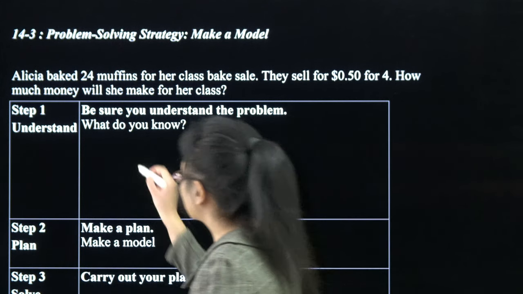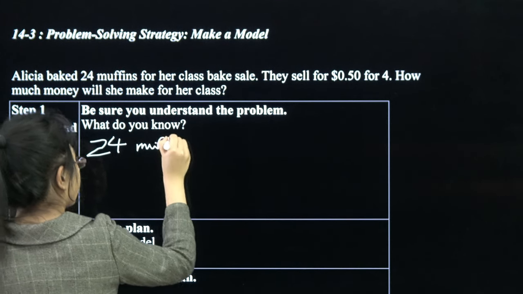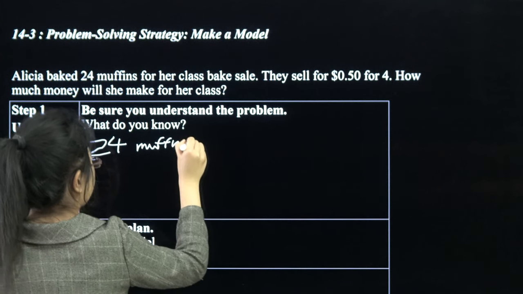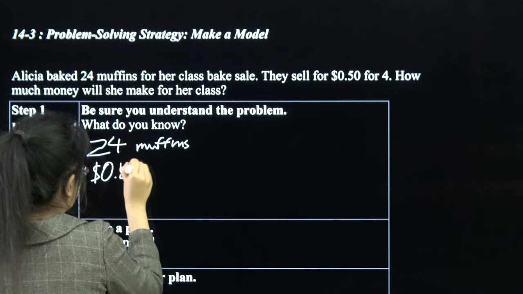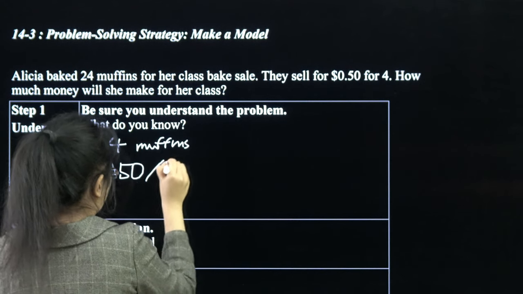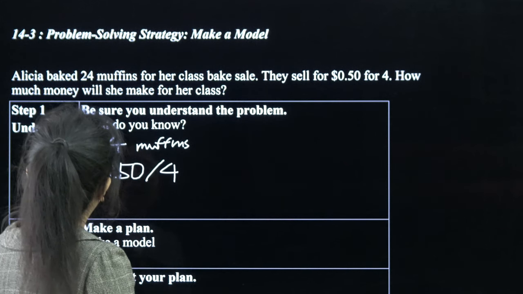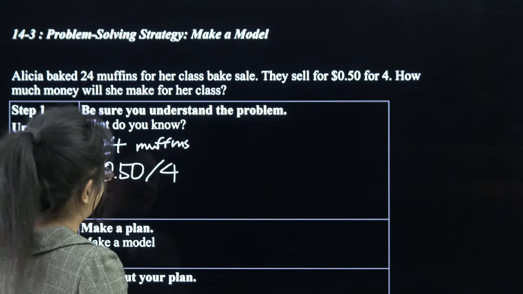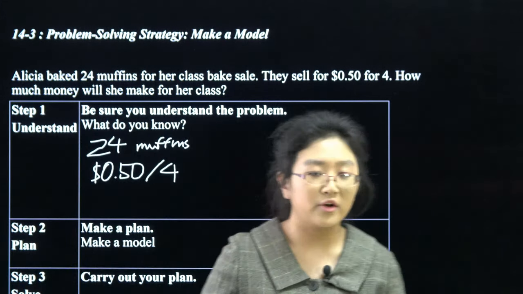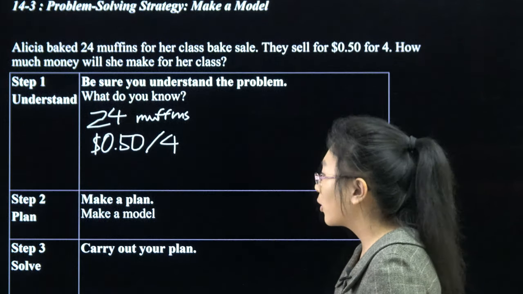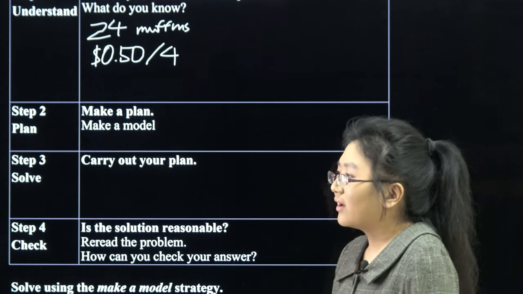So what do we know? There's 24 muffins. Oh, if you think the muffins are bad, the cupcakes sell even higher. $0.50 per 4. And we need to know how much money she would make if she sells all of them. Our plan for this one is to make a model where we basically draw 24 muffins and attach a price tag to every 4 of them.